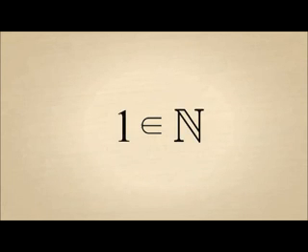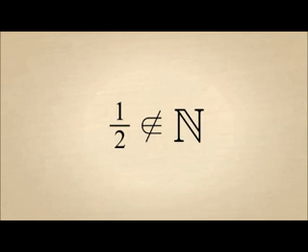We can indicate that an element is a member of a set by using the symbol for set membership. For instance, we can say that the element 1 is a member of the set of natural numbers. We can also indicate that an element is not a member by using the negation of this symbol. For example, we could state that 1/2 is not a member of the set of natural numbers.